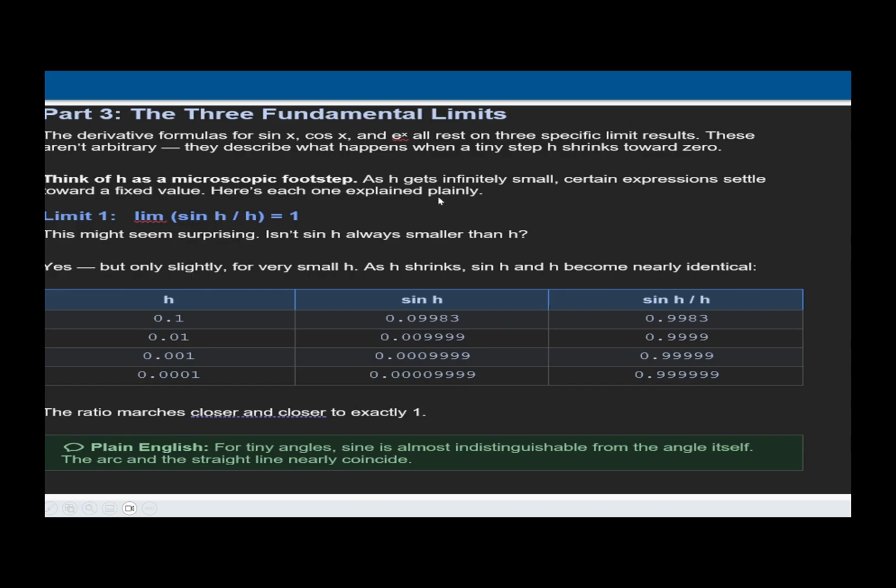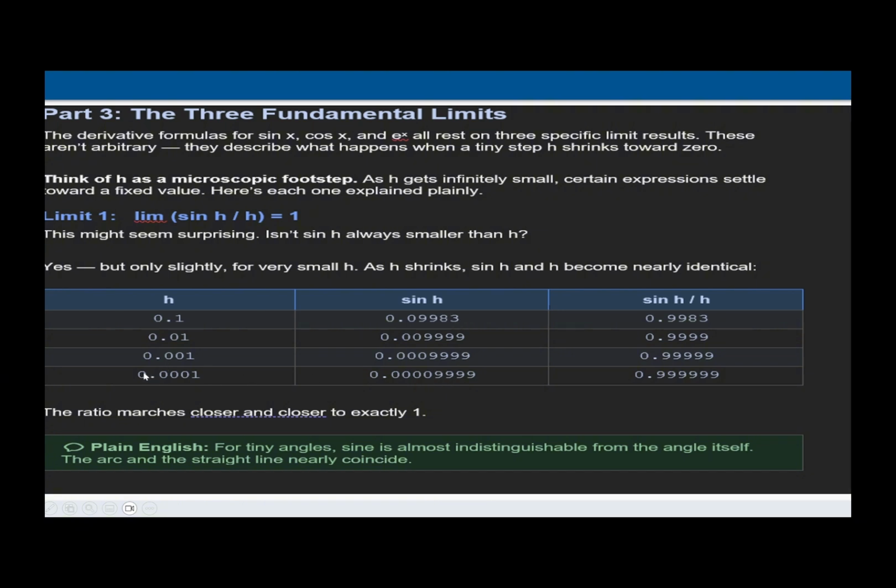Here, this one explains the limit of sin h over h equals 1. This might seem surprising. Isn't sin h always smaller than h? Yes, but only slightly. For very small h, as h shrinks, sin h and h become nearly identical. Look at h equal to 0.1. Sin h gives you this number, and of course this divided by 0.1 gives you this result. Same when h is very small, 0.001, then sin h becomes this number here.